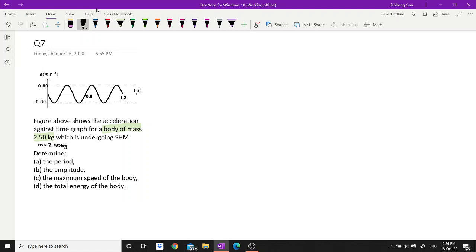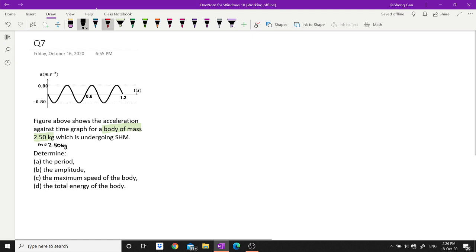So before we go into all those determine-what-and-what, I think it's better that we fully understand what this acceleration time graph is telling us. In other words, we try to extract all the information from this acceleration time graph. When you're given a graph for SHM, whether a displacement time graph, a velocity time graph, or an acceleration time graph, it's similar to being given an equation of motion actually. So let me prove it to you. Getting a graph is similar to getting an equation of motion.